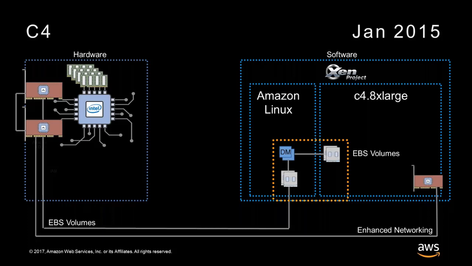Again, we saw a really great reduction in jitter and an increase in performance. In fact, the performance improved so much that we were able to make EBS optimized offered by default with no charge. And all instance types since C4 have also offered EBS optimized performance as part of the default for the platform.